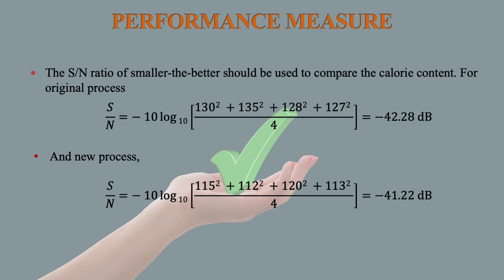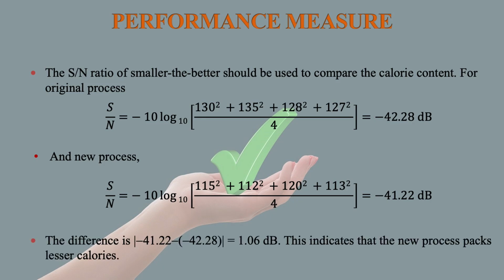And for the new process, the signal to noise ratio equation is minus 10 log 10 into 115 square plus 112 square plus 120 square plus 113 square whole divided by 4, that is equal to minus 41.22 decibels. The difference is 1.06 decibels. This indicates that the new process packs fewer calories. So that is the advantage of this performance measurement, Taguchi's loss function or signal to noise ratio.